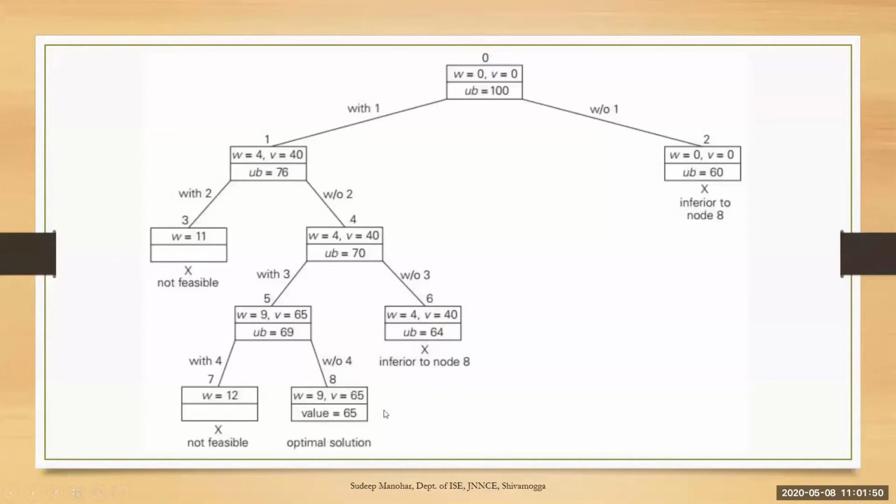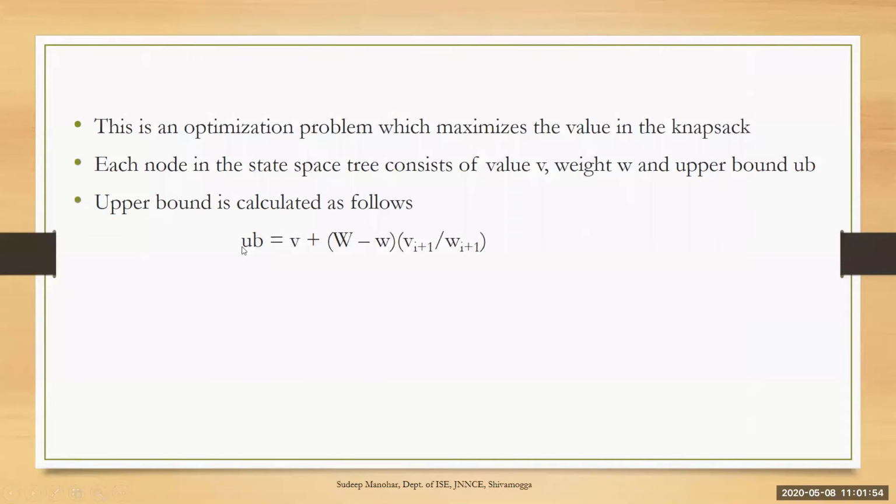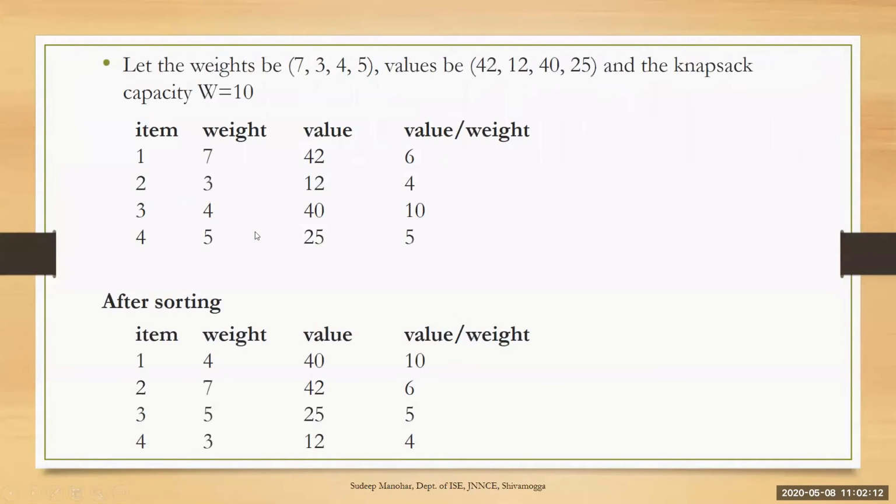Let us take the worksheet now. Before that, have a look at the formula to calculate the upper bound. Just note this down in your sheets or book. Upper bound is equal to small v plus (capital W minus small w) into v i plus 1 by w i plus 1. Based on this formula, we are going to calculate.